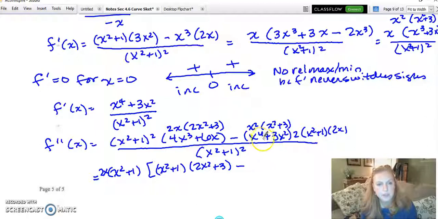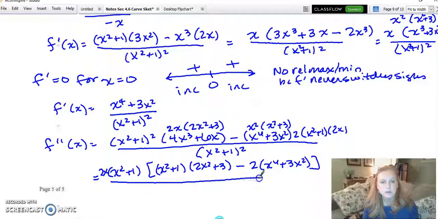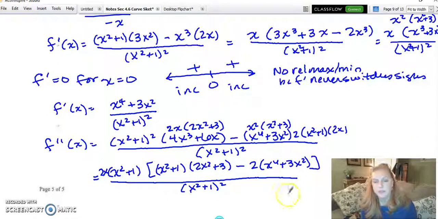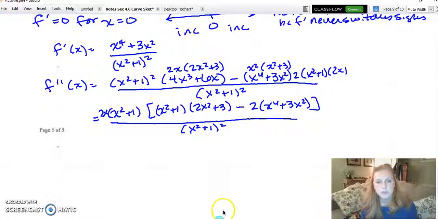Minus, over here, we took the 2x, the x squared plus 1. So I have this 2x to the fourth plus 3x squared left, all over x squared plus 1 squared. And like I said, it's the algebra that kills you in this. It just gets kind of tedious.